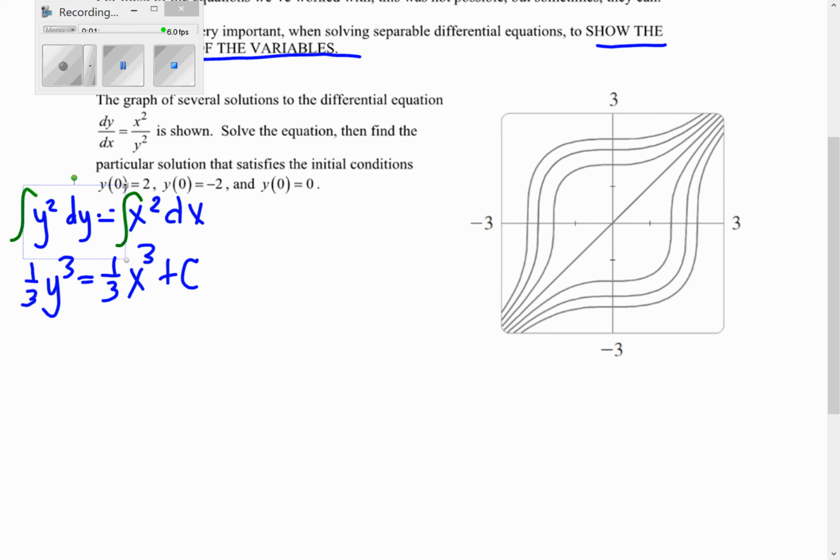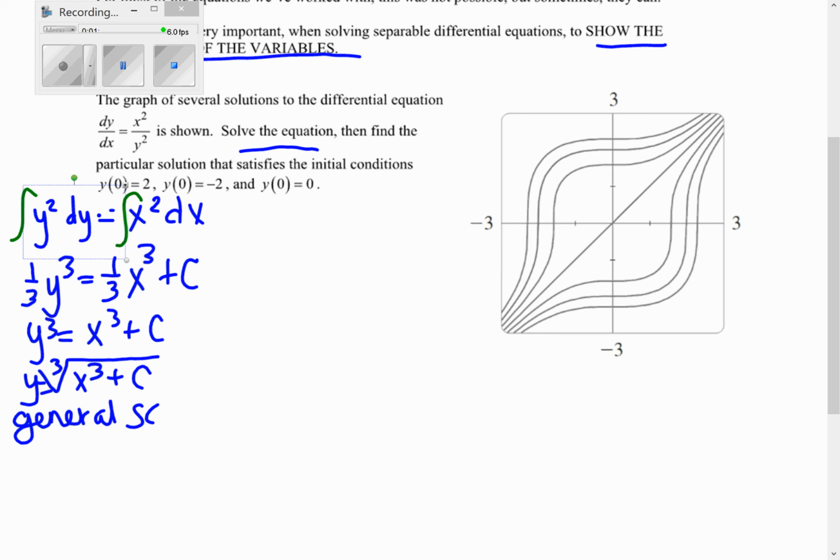Now we need to solve 1/3 y cubed for y. That's what it means to solve the equation. So multiply everything by 3. If we multiply c by 3, it's still a constant, so I don't have to write 3c there. Now I'm going to take the cube root. This is y equals the cube root of x cubed plus c. That is the general solution.